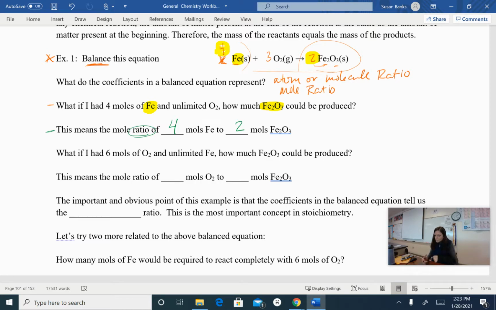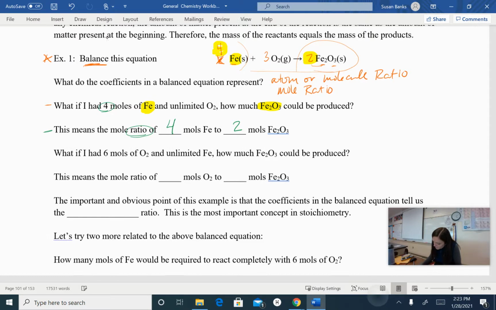Okay? So let's do the math. We're starting with 4 moles of iron. I want my moles of iron to cancel. So I'm going to grab the moles of iron from the equation right here. I have 4 moles of iron showing up in my equation. And I want to go to iron trioxide. So I'm going to grab the iron trioxide moles. I have 2 moles of iron trioxide.